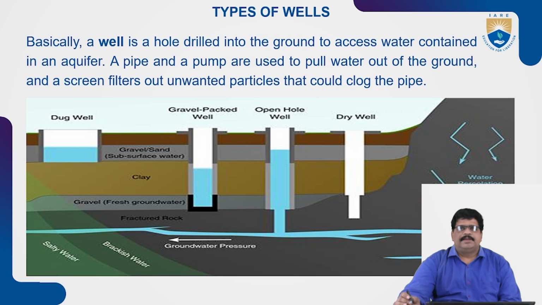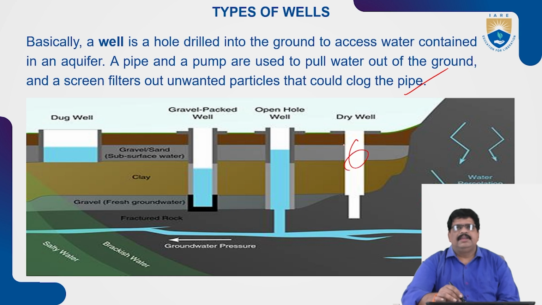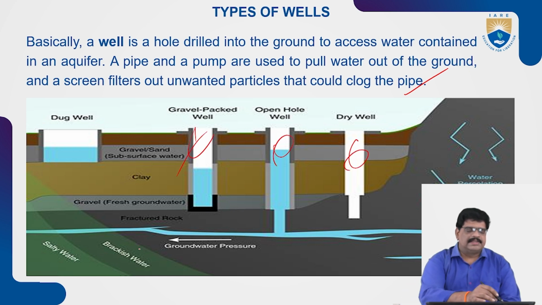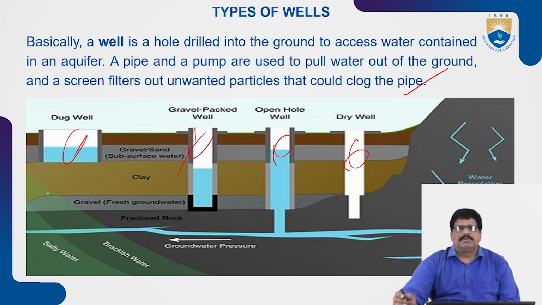Well, we come to the types of wells. Basically, wells can be drilled into the ground to access water, acquiring the water with pumps, and also used to pull the water from the ground, which is filtered through the pipe. These are the different types: dry wells, open hole wells, gravel packed wells and dug wells. Some of these types of wells can also extract water from the ground.